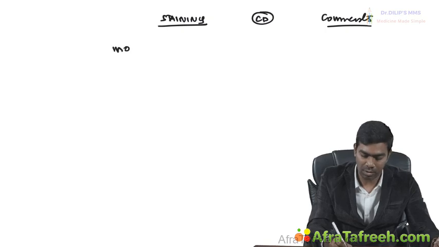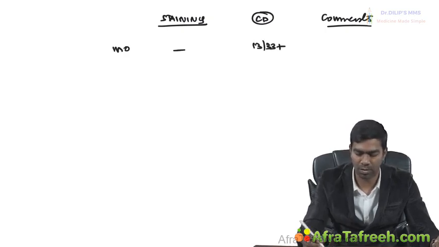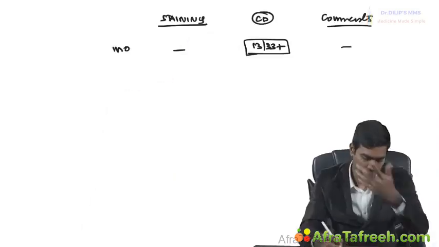Let us see in M0, what staining you're going to see. You're going to see no staining, none of the stains will be positive. Among CD markers, only 13 and 33 will be positive. In comments, it's completely undifferentiated. You're not going to get anything out of it. Only with this do you understand it's an AML M0 type.